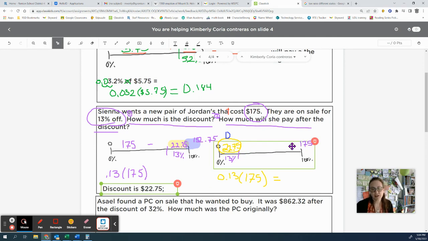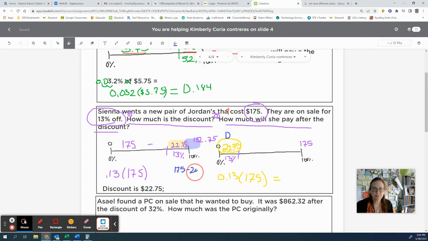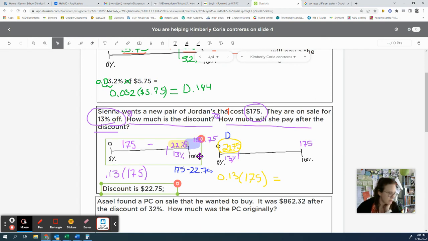And the second part of the question is how much will she pay after? So this is where we take the 175 and we subtract the discount. And what do you get? Yeah, so what we get is 175 minus 22.75 is 152.25.